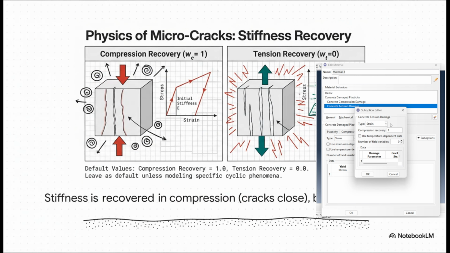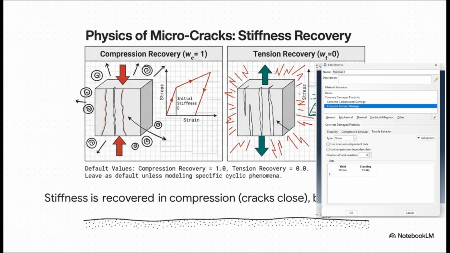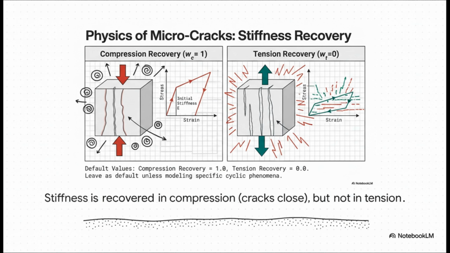That's it. And this slide does a great job of explaining the physics behind those stiffness recovery parameters, WC and WT. It's actually really intuitive. When you compress concrete, any little micro cracks tend to close up so it recovers some stiffness. But when you pull on it, those cracks open up, and they don't just heal themselves, so the stiffness stays degraded. For most simulations, you can just leave the defaults of 1 and 0.